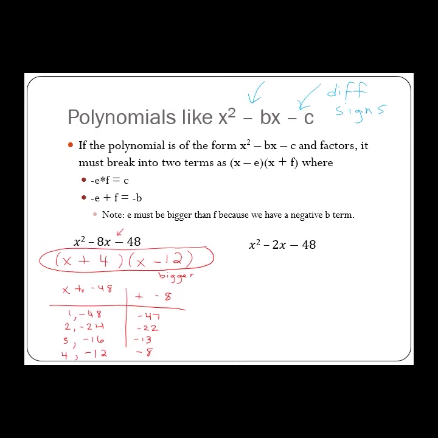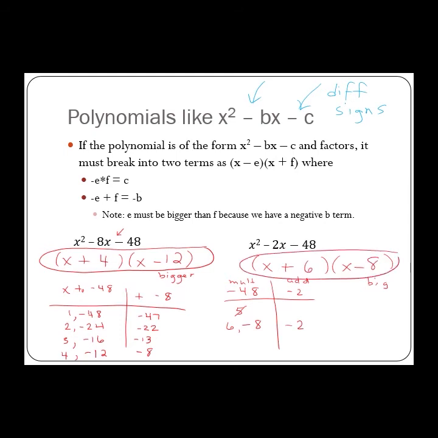Here, same thing, a negative 48, so one's plus and one's minus. A negative in the middle tells me to put the bigger number in the negative spot. I don't have negative 2 yet in my table, so I'll continue on after 4. I'm looking for negative 48 for the multiply, and we're looking for the add here to get negative 2. 5 doesn't go in nicely. We have 6 and negative 8, 48 divided by 6, and we get the negative 2. So this is x plus 6 and x minus 8.